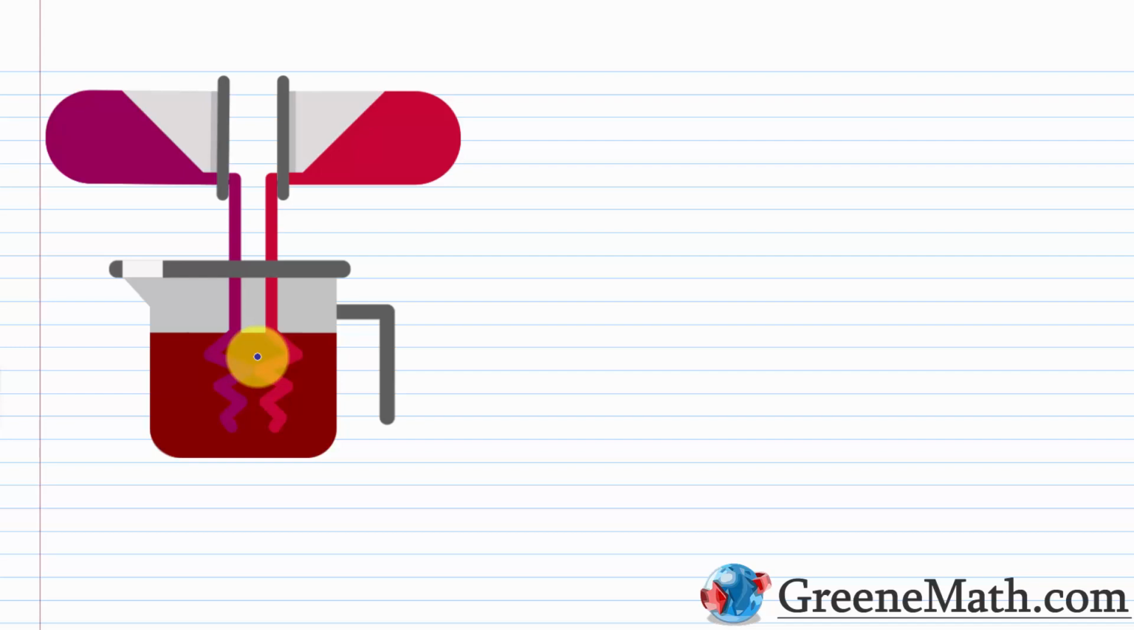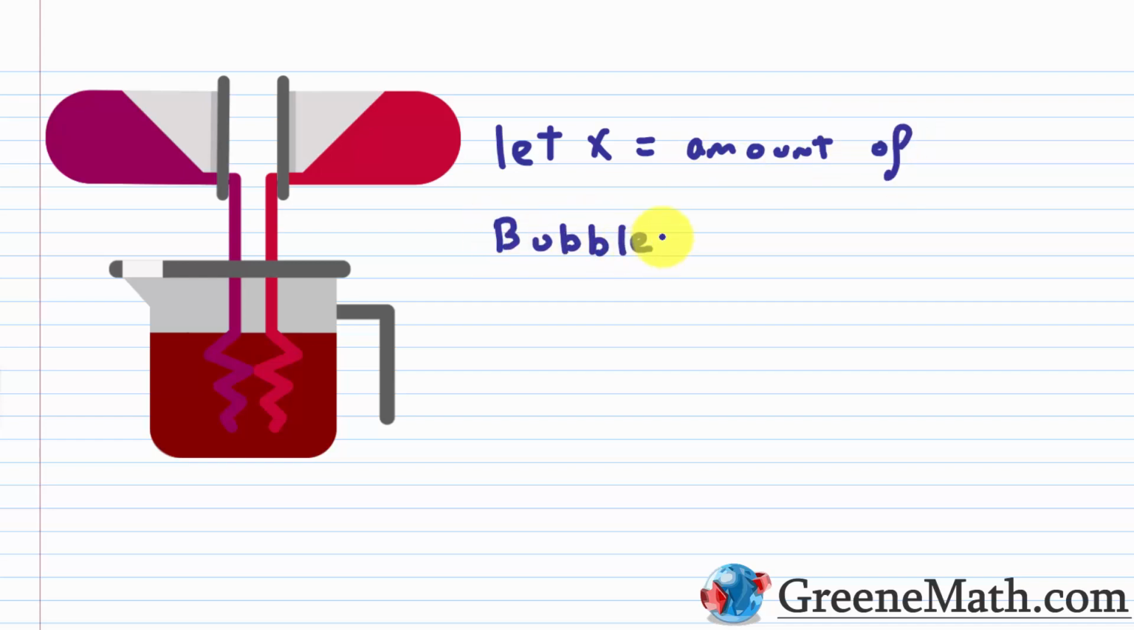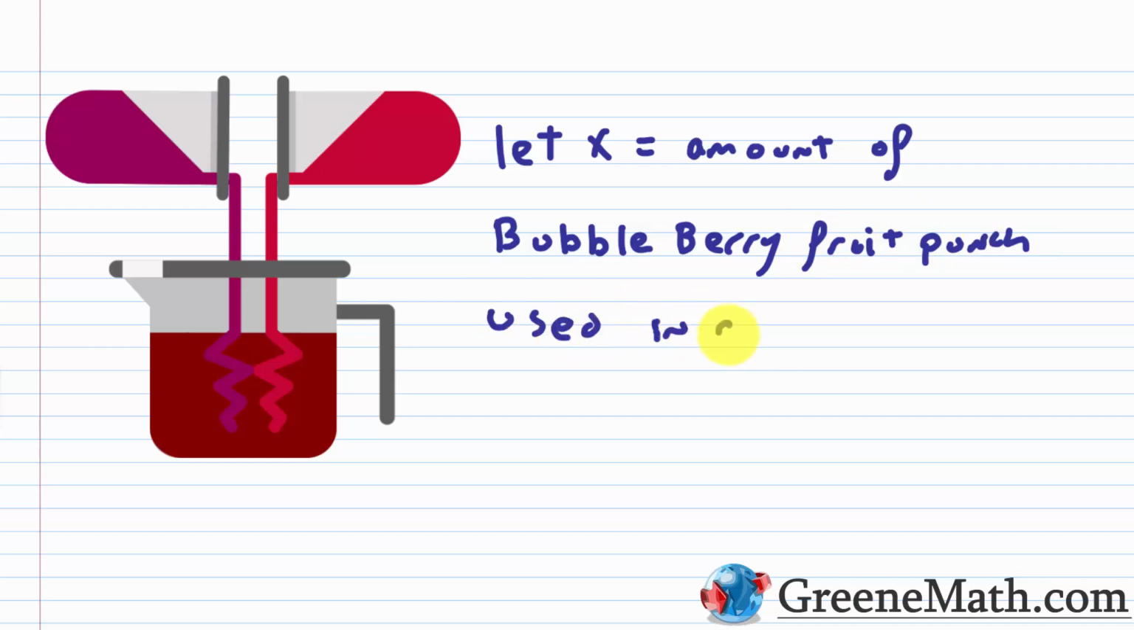So let's let a variable like x be equal to the amount of the bubbleberry fruit punch in gallons. That's the amount she's going to use in gallons. So we'll say x is the amount of the bubbleberry fruit punch used, in gallons. All right, so once we know that x is representing the amount of bubbleberry fruit punch used in gallons.